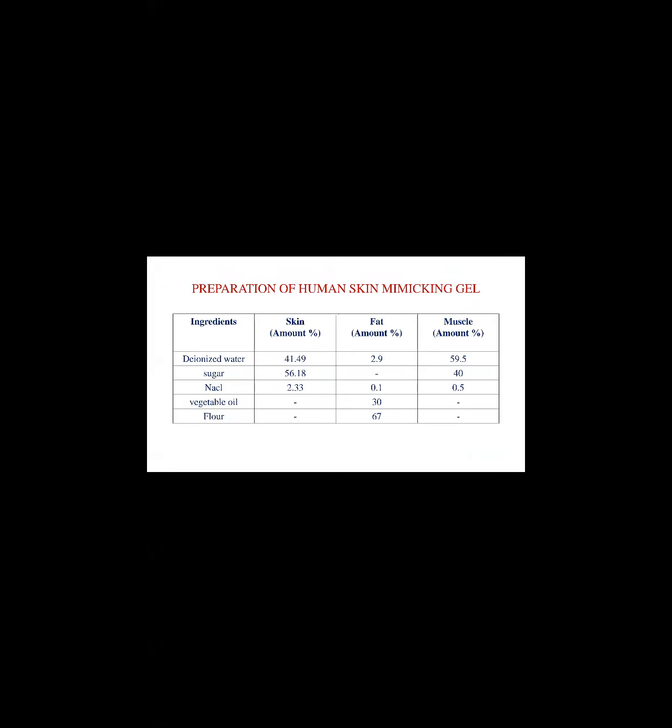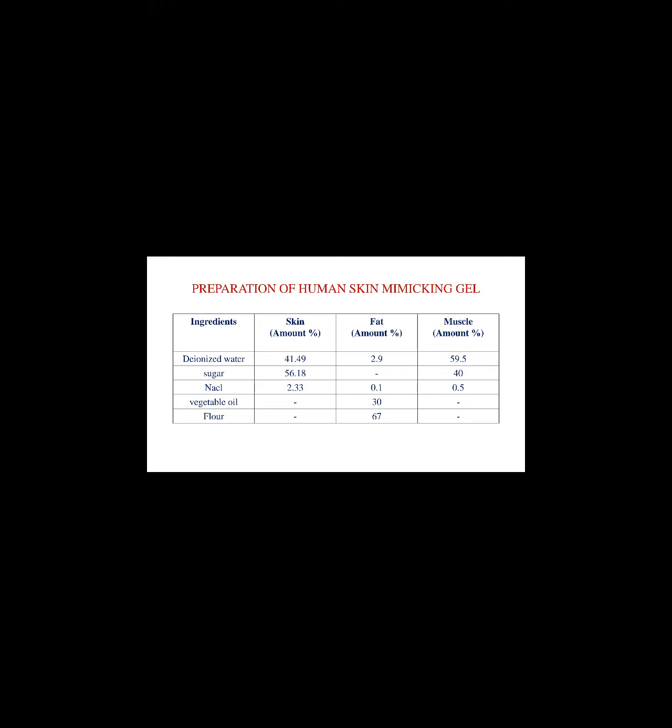Here is the percentage composition for preparing human skin mimicking gel: deionized water 41.49%, sugar 56.18%, and salt 2.33%. It acts as skin with epsilon r equal to 38. Similarly, for fat we combine deionized water at 2.9%, salt at 0.1%, vegetable oil at 30%, and flour at 67%. The epsilon r values are then exactly representative of human tissue.